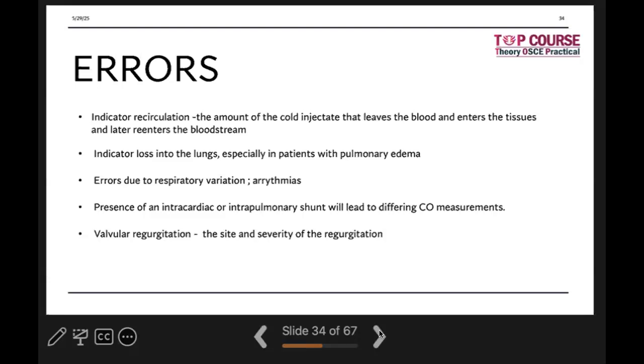And indicator loss into the lungs, because of pulmonary permeability or excessive volume in the pulmonary vasculature, could happen. Errors due to respiratory variation and arrhythmias can happen. The presence of an intracardiac shunt or intrapulmonary shunt can lead to varying cardiac output measurements. And any valvular regurgitation will alter the blood volume and can cause alteration in the cardiac output monitoring.